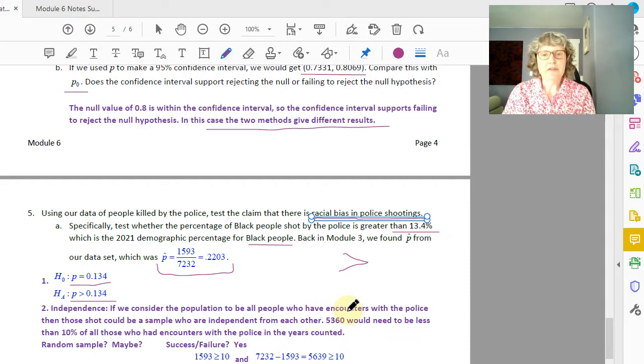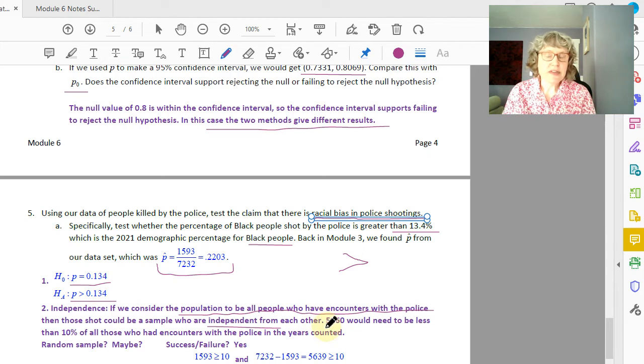So what if we thought of it as the population to be all the people who have encounters with the police, but some people get shot? That's another way to look at it. Those shot could be a sample who are independent from each other. I'm a little worried about this independent. Maybe they're independent, maybe they're not. So the conditions, sometimes it's good to question the conditions for sure.